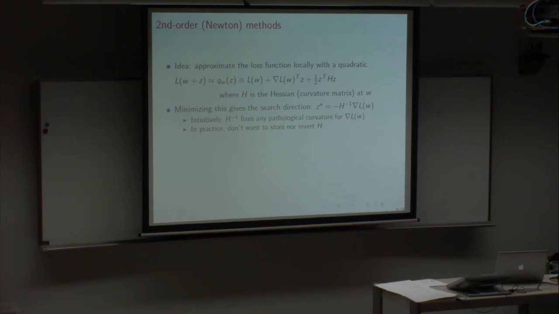Currently, you're at this point, W. Now, to optimize it, you can say, OK, I'm going to approximate this function at this point using a quadratic. So this quadratic is a parabola, right? So it might look like this. So I approximate this function with a quadratic, okay? And quadratics are nice because they're easy to optimize. So I can quickly go to the bottom of this quadratic, right?